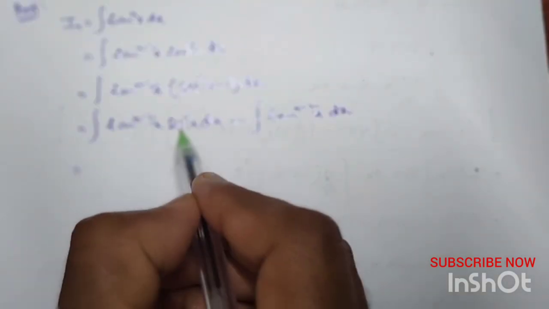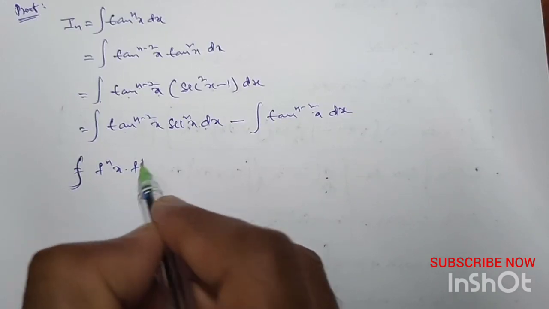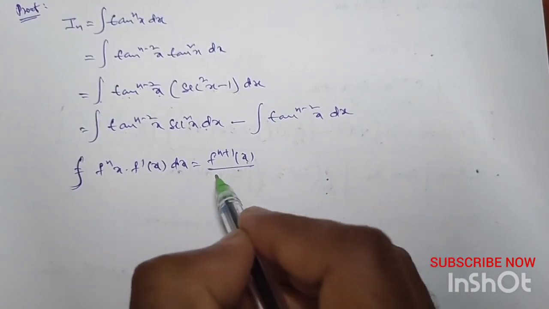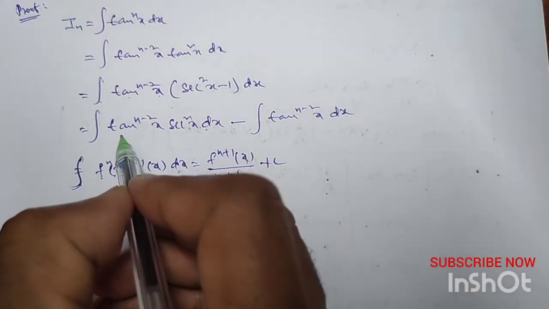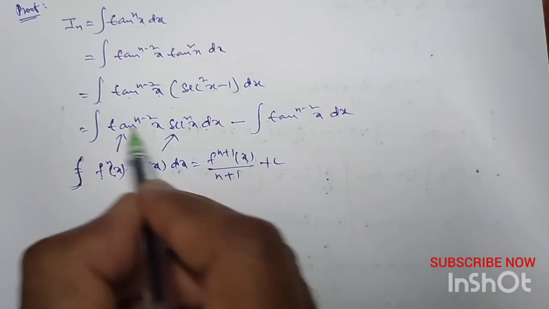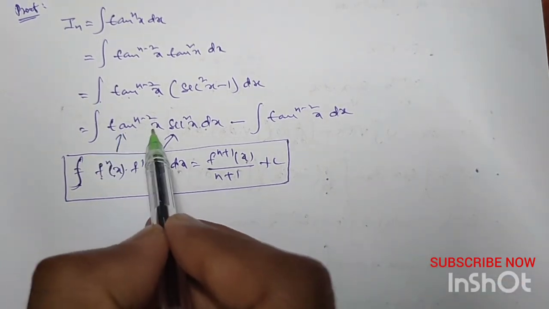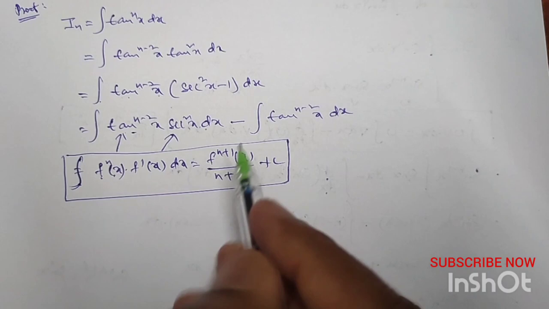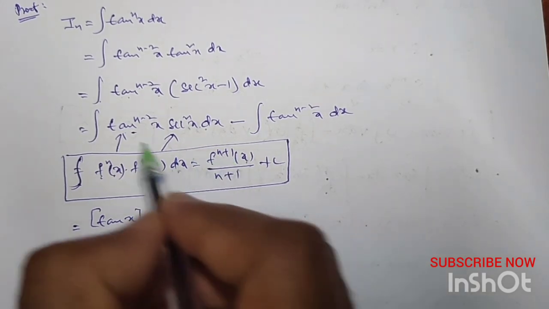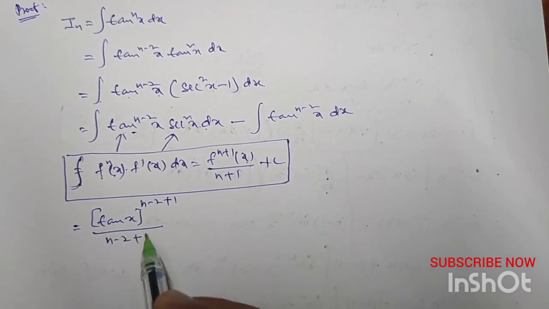The differentiation of tan x is secant square x. So here use the formula: the integration of f power n of x into f dash of x dx equals f power n plus 1 of x by n plus 1, plus c. Here, this is f of x and this is f dash of x, since the differentiation of tan x equals secant square x. So f of x is tan x, and tan x whole power n plus 1 by n plus 1 becomes tan x whole power n minus 2 plus 1 by n minus 2 plus 1, which equals n minus 1.